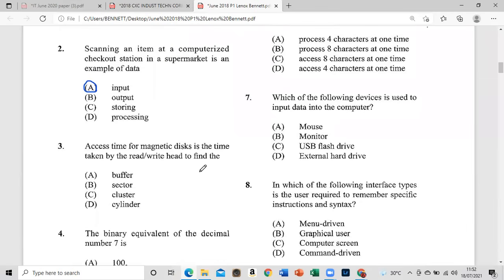Access time for a magnetic disk is the time taken by the read-write head to find the... Now this one was a bit tricky for me. I did a lot of research on this one. Basically, the cylinder is not the answer, it's actually the center, but the cylinder actually contains the sector. This one question took me about 35 minutes, searching from one site to the next.